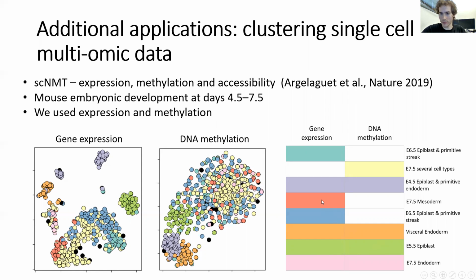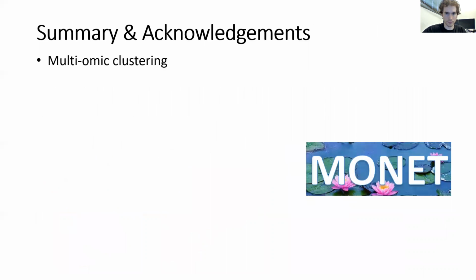But if you look, for example, at the mesoderm at day 7.5, you can see that only the gene expression module covers it, and indeed it is similar in terms of its gene expression profile, but not similar in terms of its DNA methylation profile. So here we see that MONET highlights the disagreement between the different omics at this stage of mouse embryonic development.